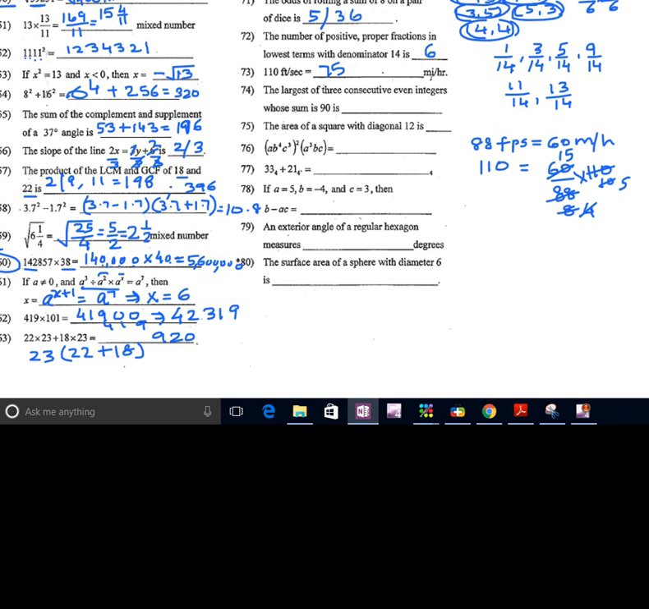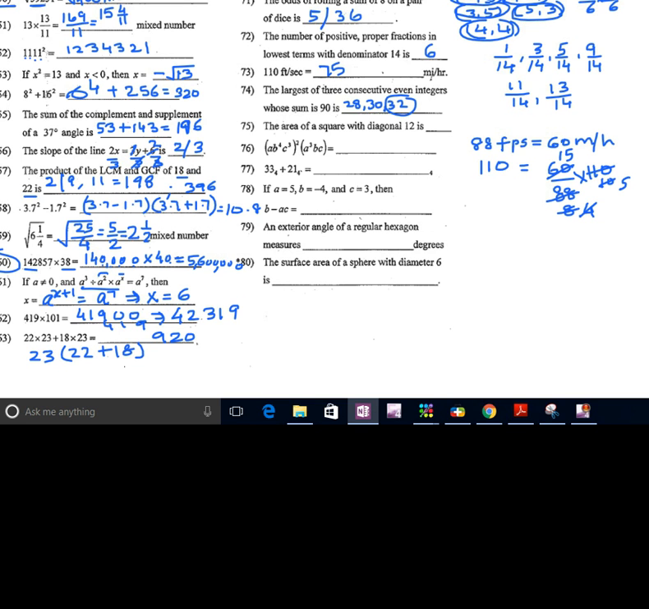The largest of the three consecutive even integers whose sum is 90. So we know that 30 plus 30 plus 30 is 90. So the consecutive even integers whose sum is 90 can be 28, 30, and 32. So the largest of the three consecutive will be 32.